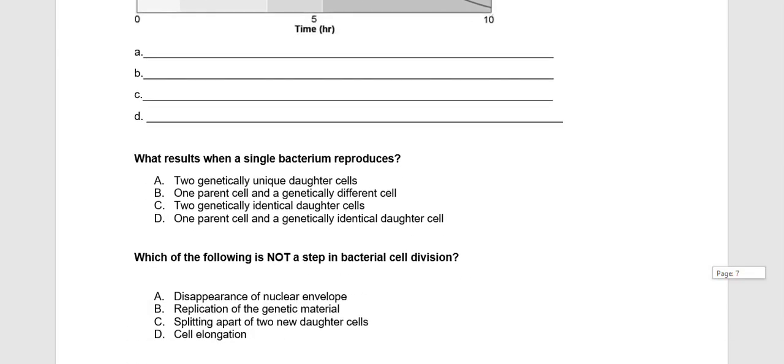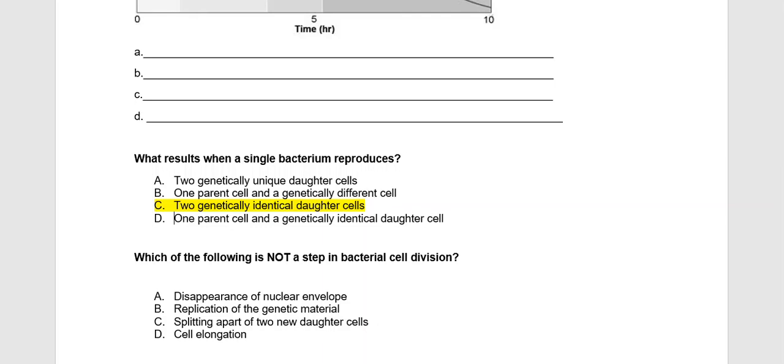What results when a single bacterium reproduces? Well, we have 2 genetically identical daughter cells. Now, they're not always going to stay identical, and we'll talk in Chapter 7 about some of the things that allow for differences to take place. That's what those sex pili are for. We have conjugation, transformation, transduction, all sorts of things that change the genomic characteristics of a bacteria so that they're not all just clones of each other. But when that one cell becomes 2 via binary fission, they're technically 2 genetically identical daughter cells.